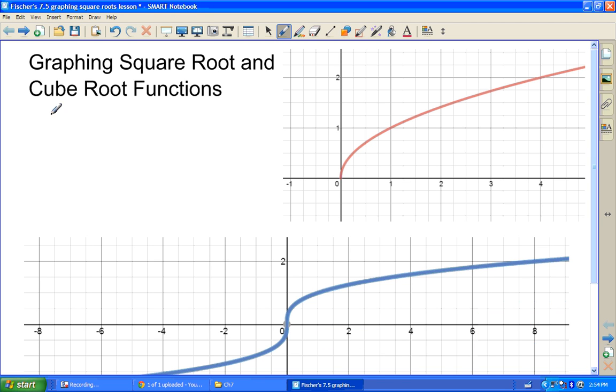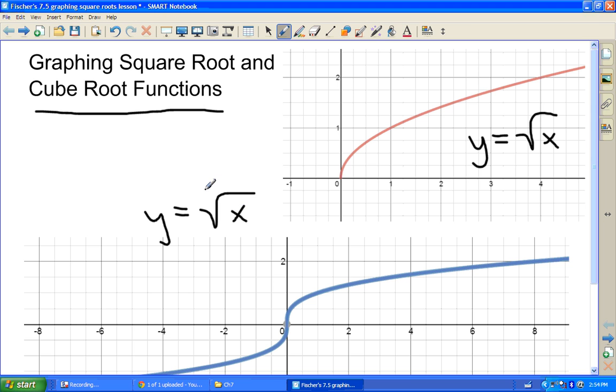This presentation is all about graphing square root and cube root functions. Notice you've got a y equals square root function here. That's what they look like. This is a y equals cube root of x function. Notice that only the cube root has the negative x and negative y, because you can't have a negative y value coming out from under a square root. So keep that in mind as we plot these two functions.